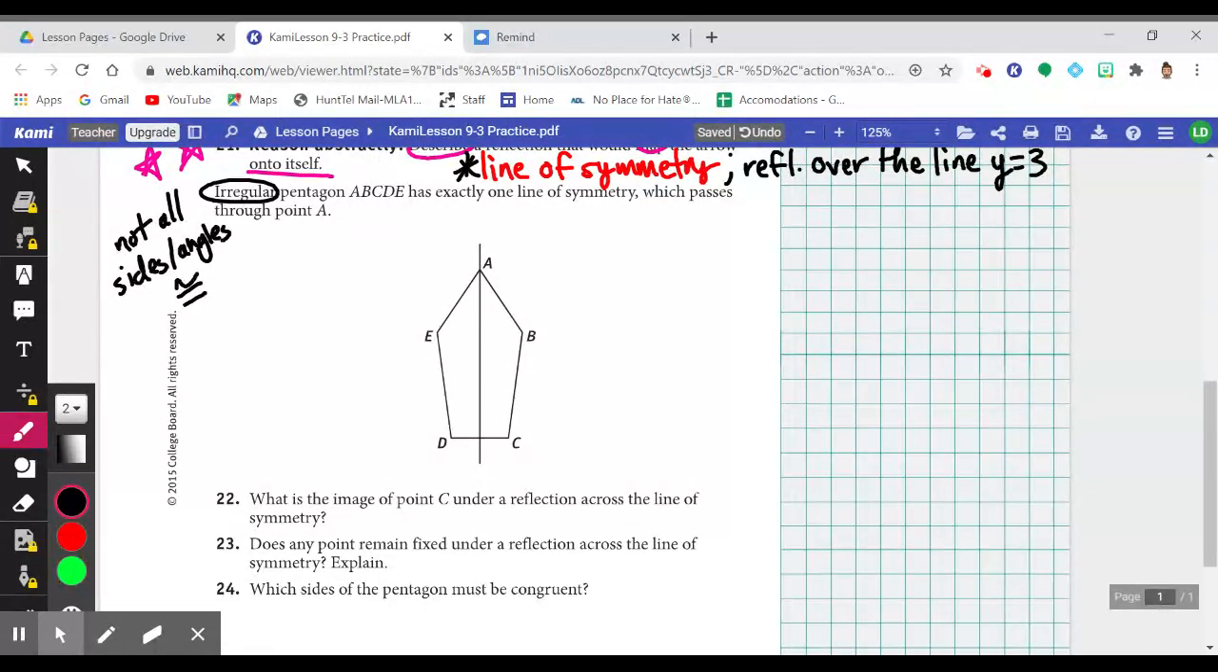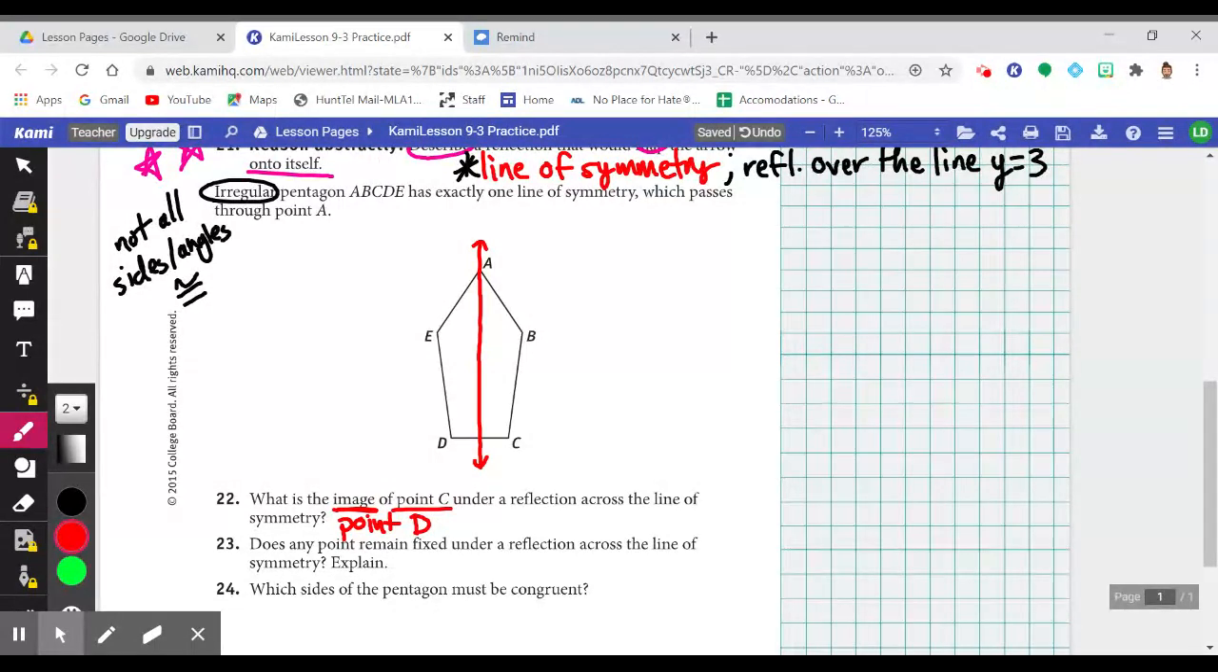So irregular pentagon ABCDE has exactly one line of symmetry, which passes through point A. 22 says, what is the image of point C under reflection across the line of symmetry? Image is not a picture anymore. Image in the context of geometry means where does that point locate after the transformation? So if this really is a line of symmetry, as they're telling us, then this side that contains ABC should map across that line to the side with AED. So imagine if it were to reflect over that line, B would map to point E, A would map to itself, and C, the image of point C, would be, boom, point D. Hopefully that makes a little bit more sense now that I've explained it.